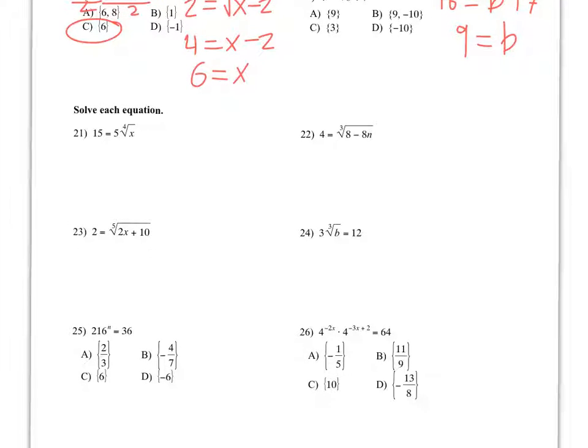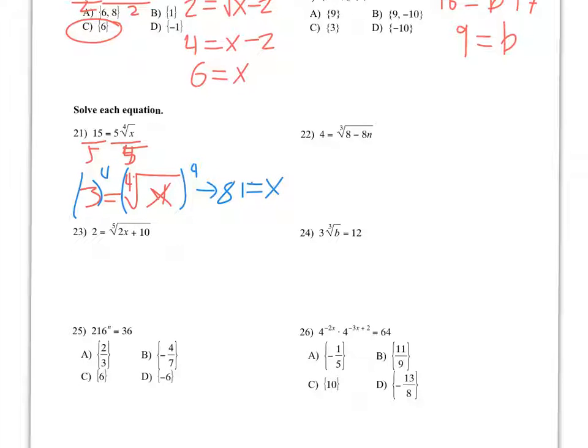For number 21, if I've got 5 times the fourth root of x is 15, I'm going to divide both sides by 5, and I get 3 is equal to the fourth root of x. If I raise both of these to the fourth power, that gives me 81 is equal to x.